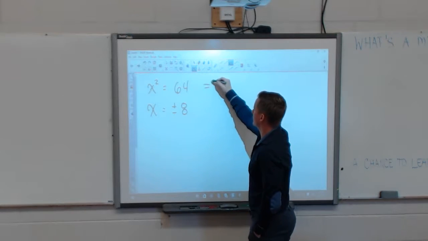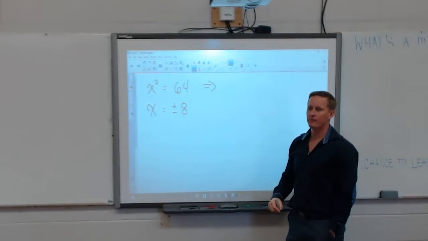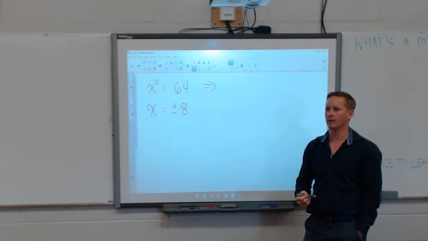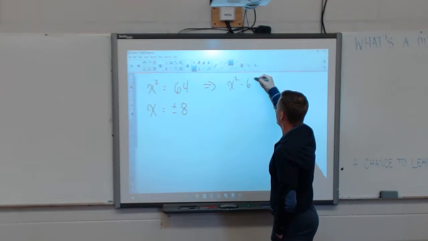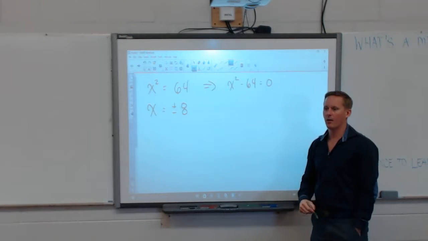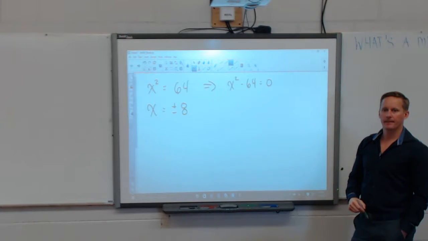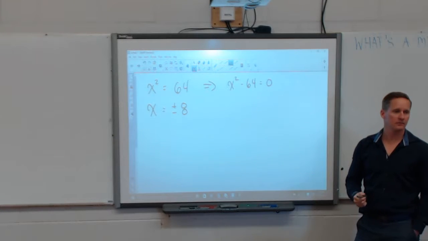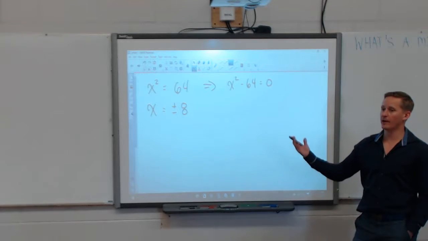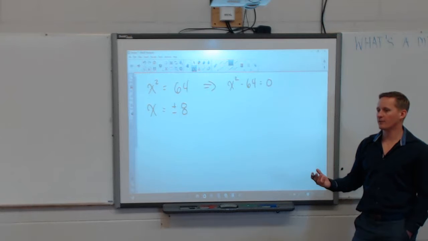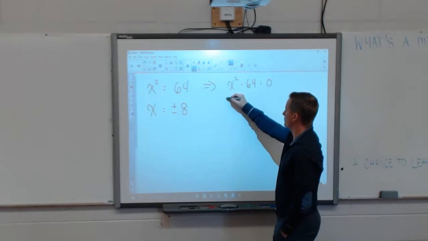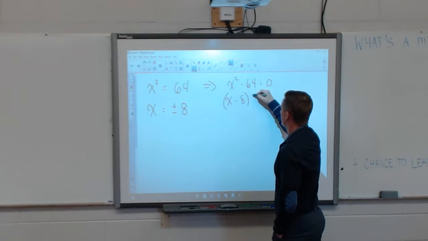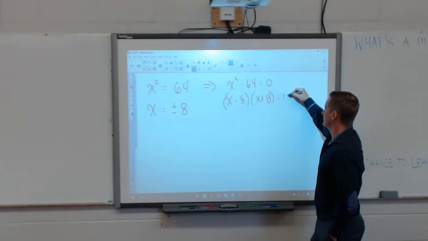The other way to look at it is like this. What if I took this over, made it equal to 0, and factored it like I did yesterday? So I would get x squared minus 64 is equal to 0. Now what do I have? What did we do yesterday when I saw something like this? What do you know about x squared and 64? They're perfect squares separated by what? So it's difference of squares. Difference of squares. x minus 8, x plus 8 equals 0.